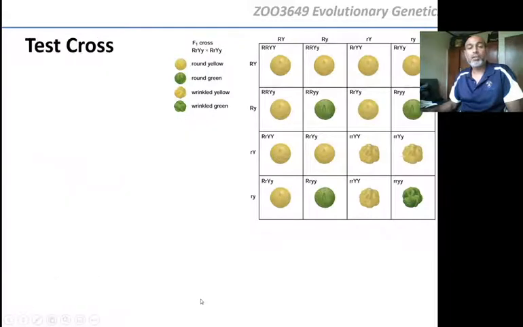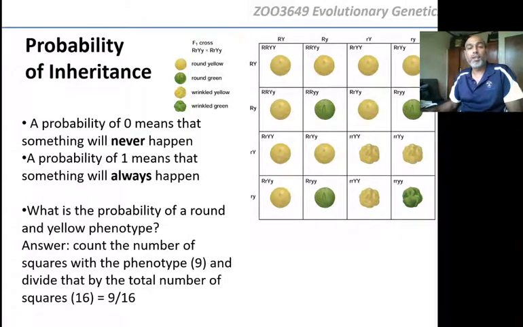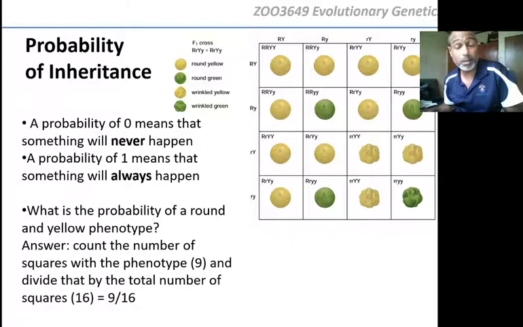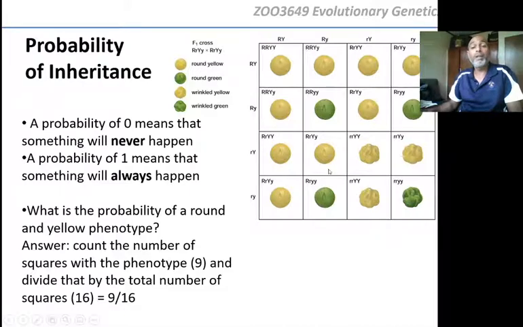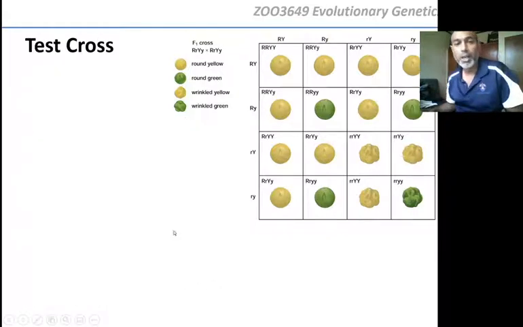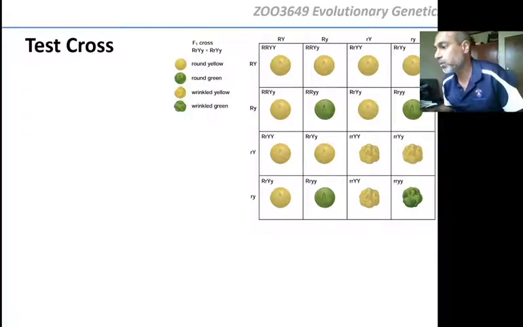So if I had to ask you the probability of the wrinkled yellow phenotype, what would you say? You would count wrinkled and yellow. Where are they? 1, 2, 3. And it would be 3 divided by 16. So the probability of a wrinkled yellow phenotype is 3 over 16. The probability of a wrinkled green, and there's only 1, is 1 over 16. Okay? Really easy.